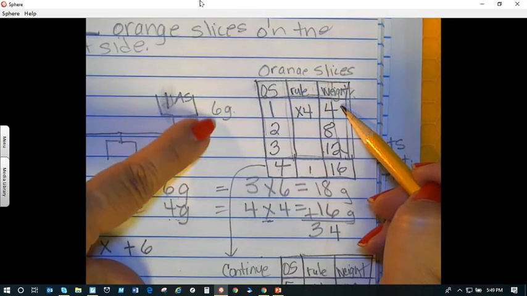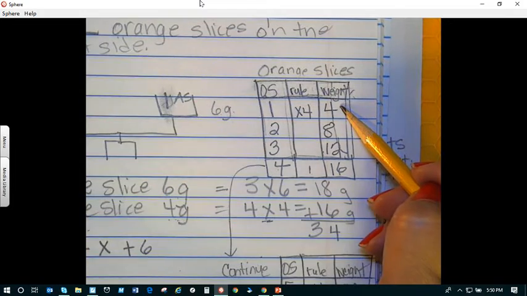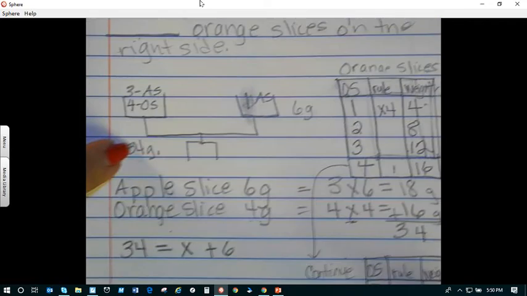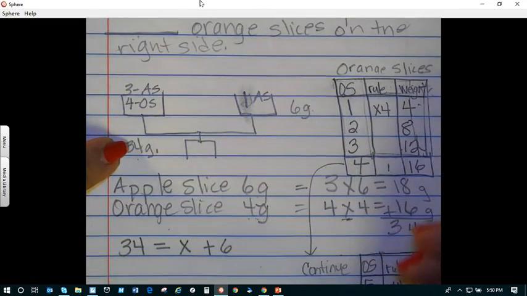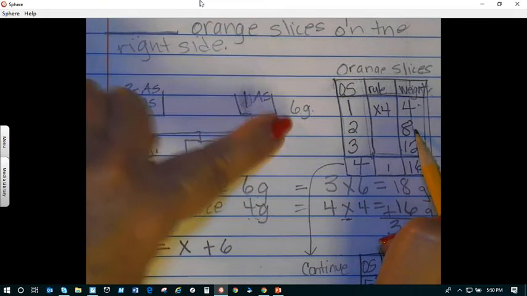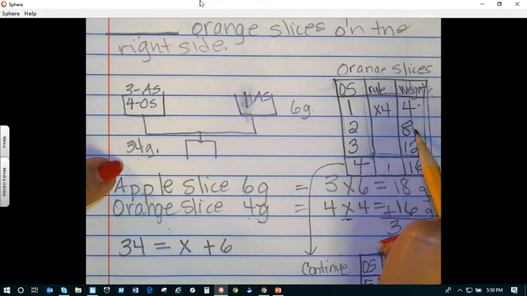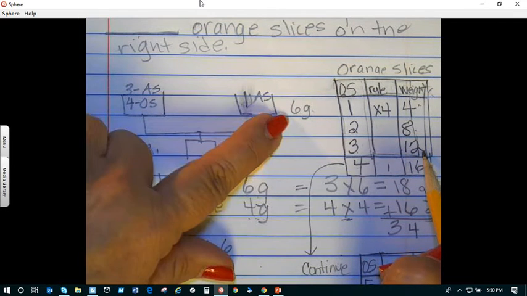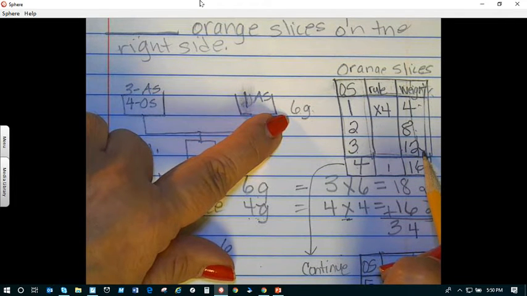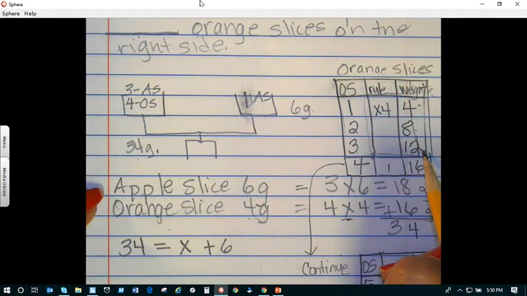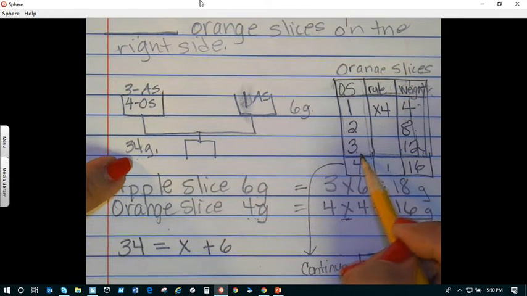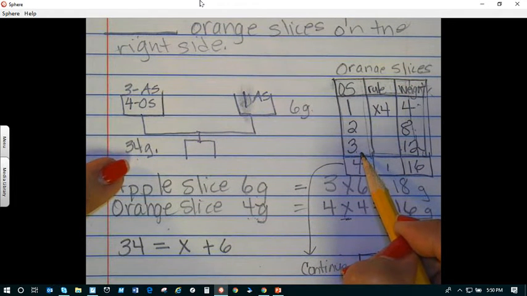If I added 4 to it, 4 plus 6 is 10. Do I get to my 34? No, so that's not enough. If I did 8, 8 plus 6 is 14. Am I balanced? No, I still need more orange slices. 12 plus 6 is 18. Not close enough, so I need to add more orange slices. That's only 3 orange slices.